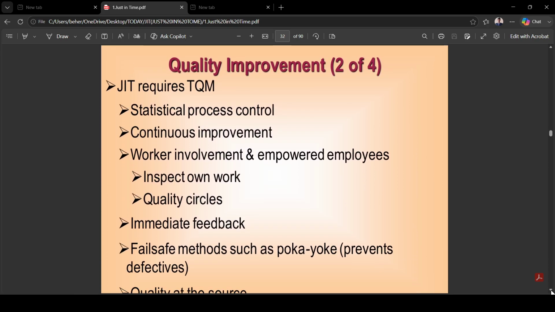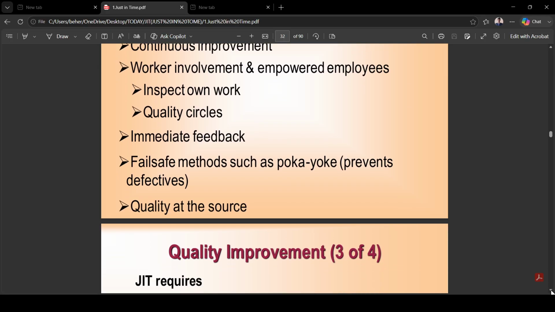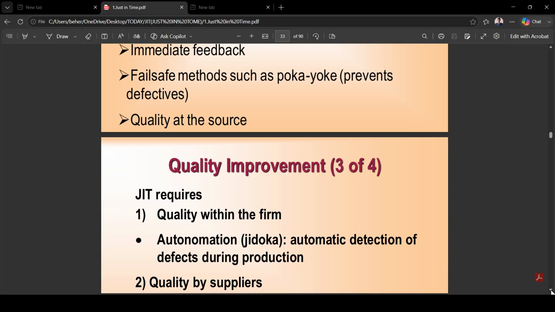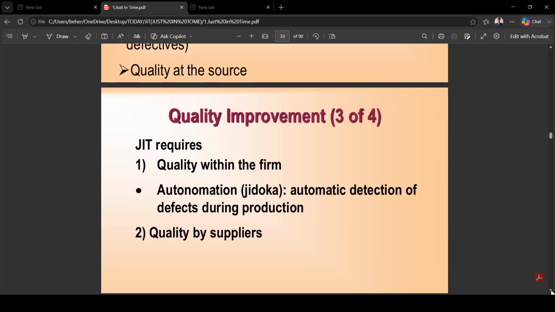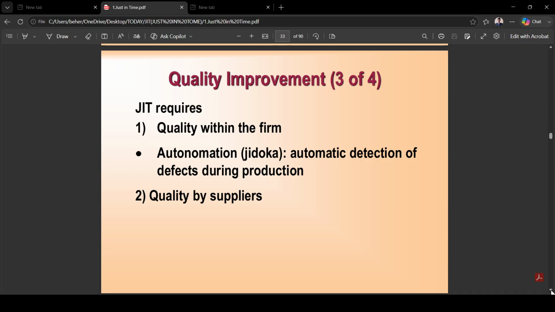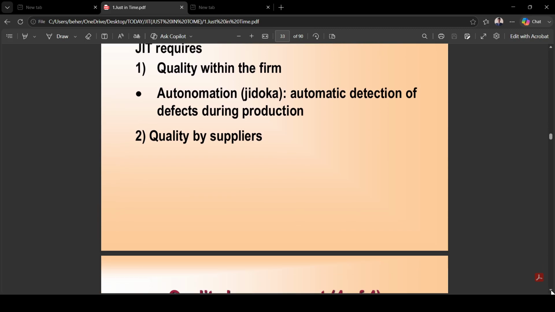Quality improvement. JIT requires TQM, Total Quality Management, statistical process control, continuous improvement, worker involvement, and empowered employee inspection onward, quality circles, immediate feedback, SQC methods such as PDCA, quality at source. Then JIT requires quality within the firm, automation, jidoka, automatically detecting defects during production, quality by suppliers.